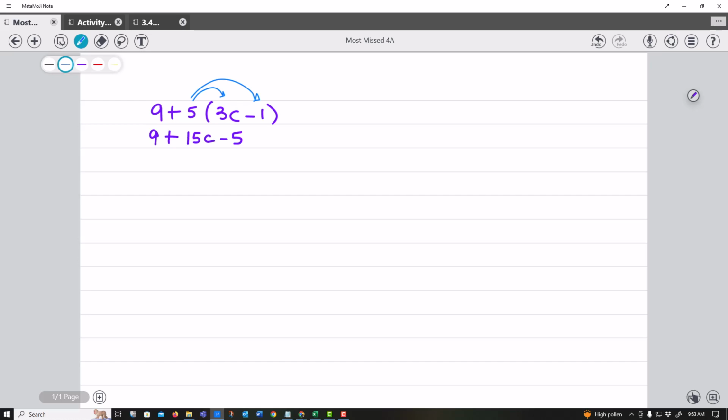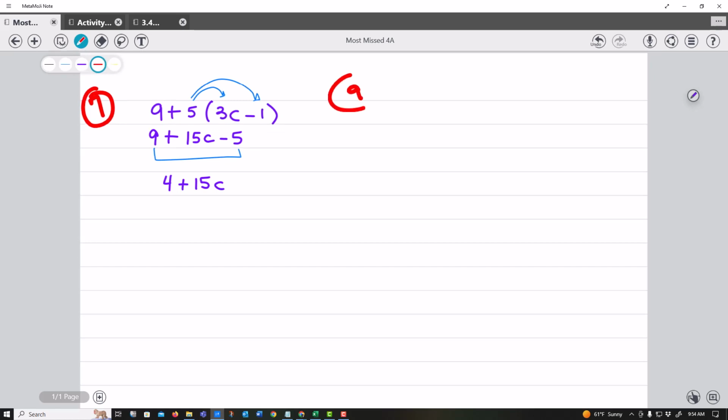Now we look to combine like terms. And so 9 minus 5 is 4. I can't do anything else with that 15c because there's no like terms. All right, and I will say this was question number 7 in 4A.